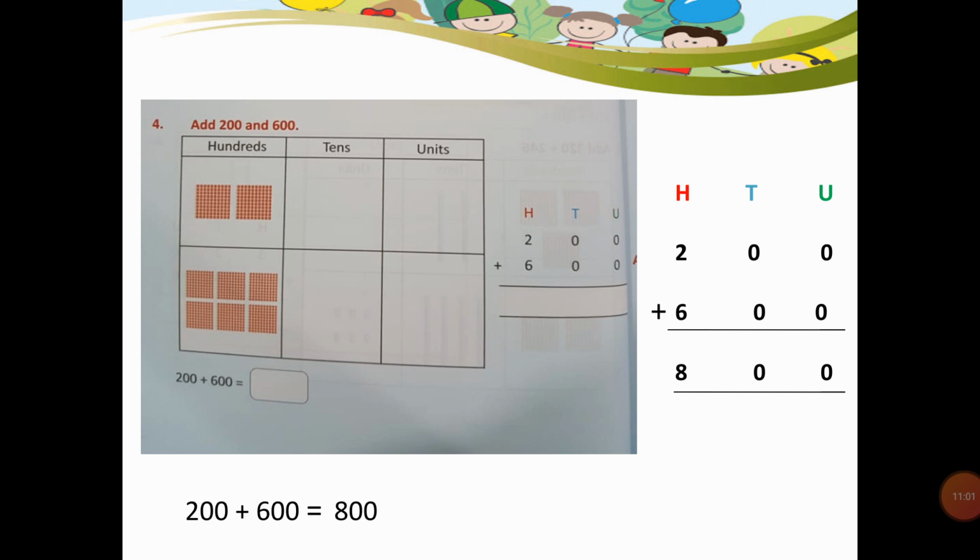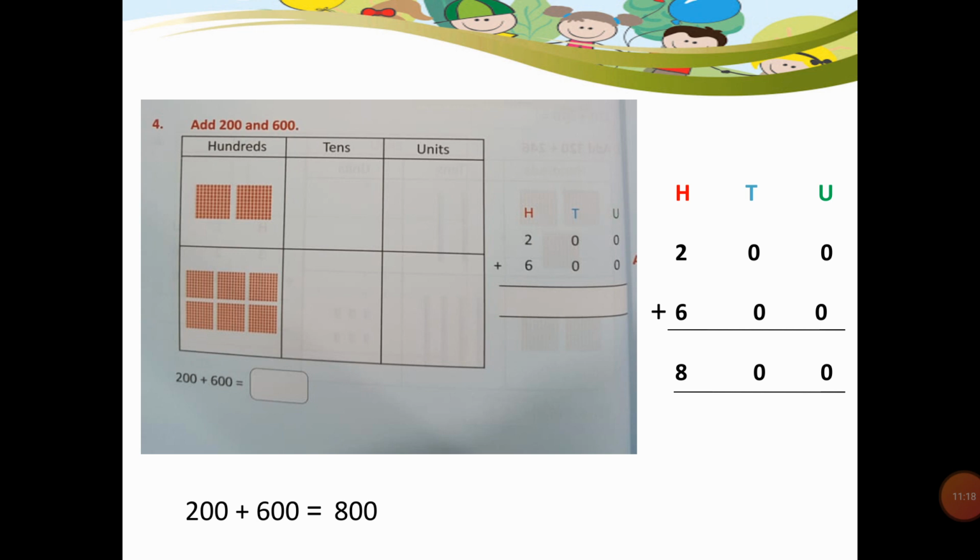And we have 0 in the tens column. We have no bars of tens present here, so we will write down 0 in the tens column. And in the same way, there are no blocks in the units column, so we will write down 0 in the units column. Now let's start adding them.